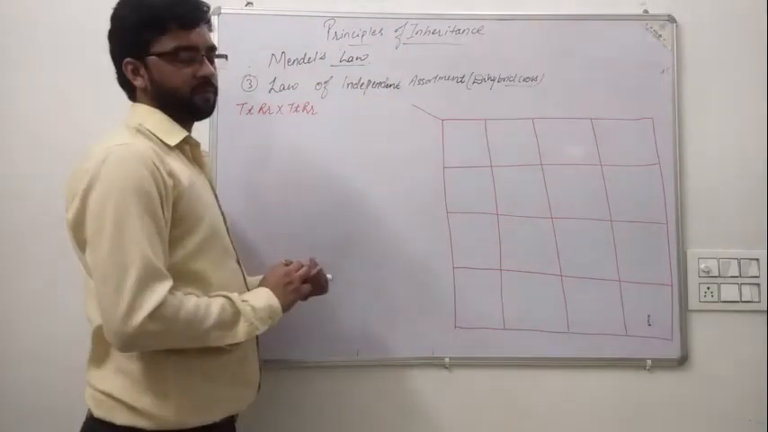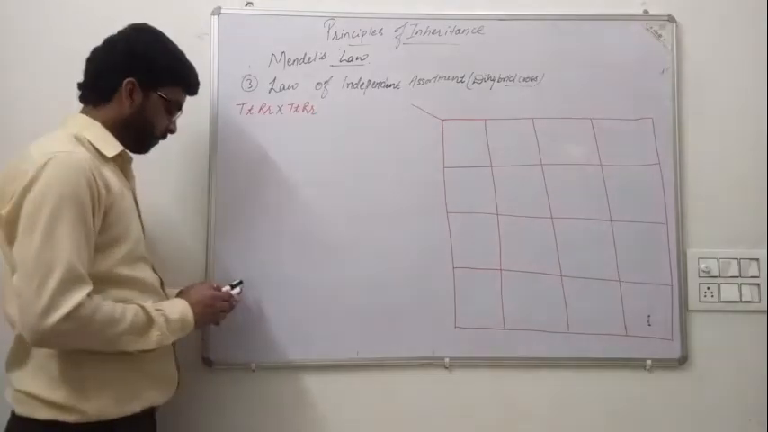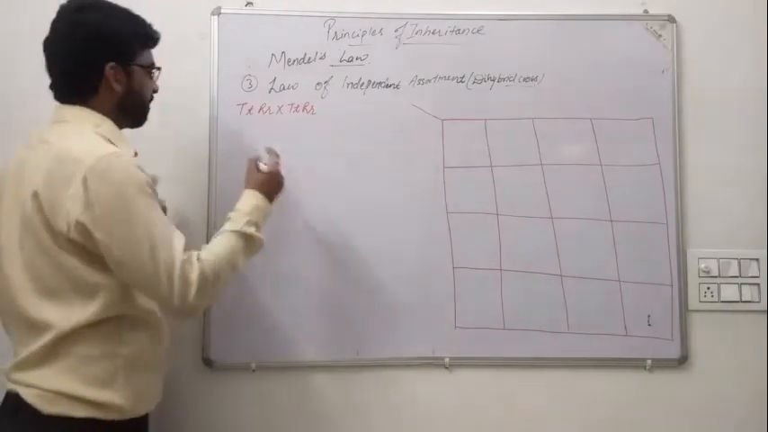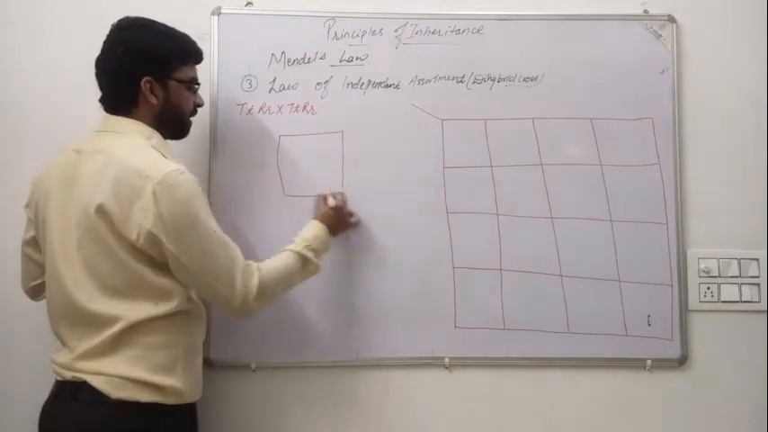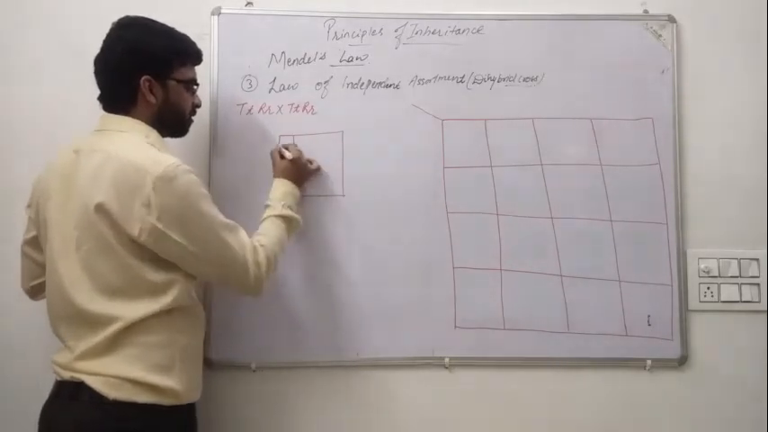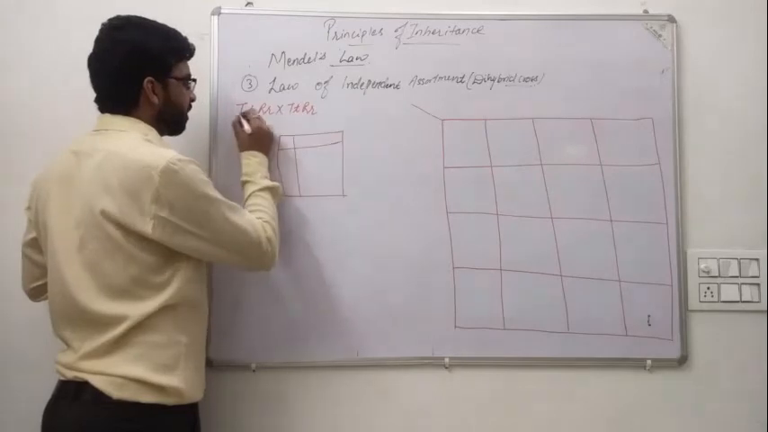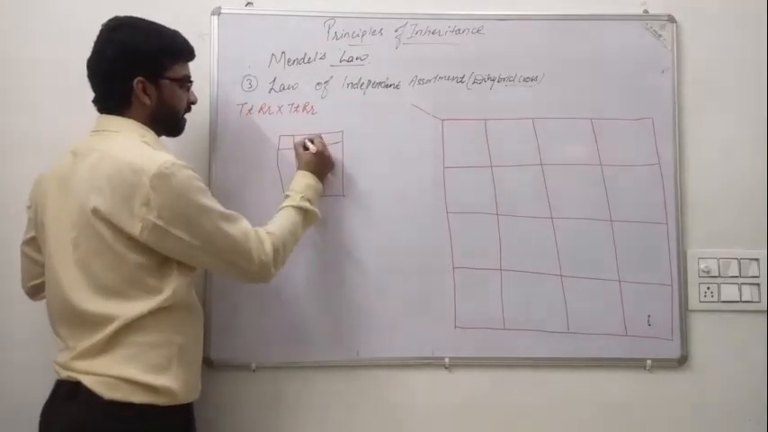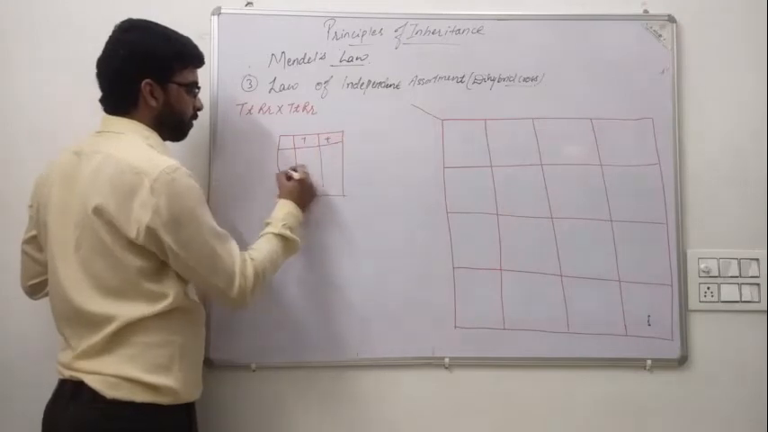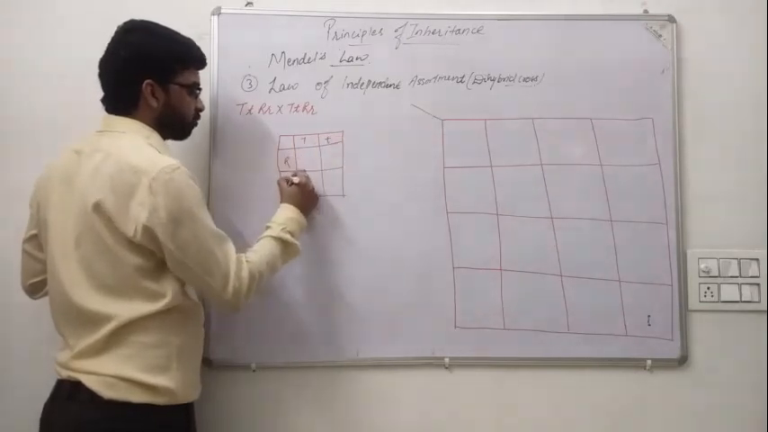There is a little bit of confusion about how to make the gametes here. So we just use a small Punnett square for making the gametes, to reduce our confusion. Capital T, small t, capital R, small r. First of all, we write it here: capital T, small t, capital R, small r.